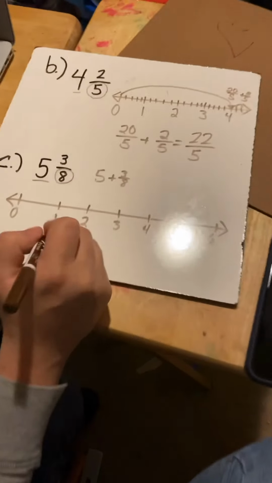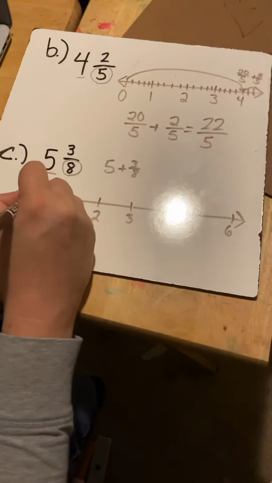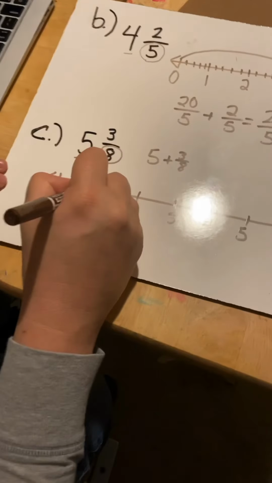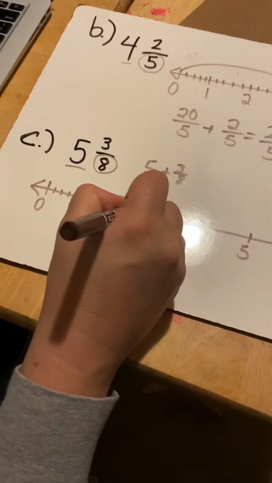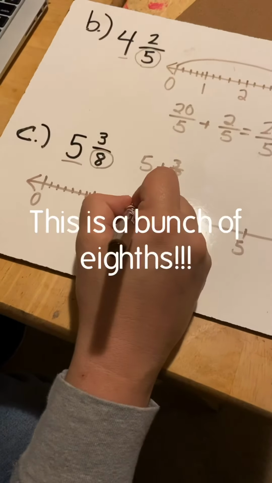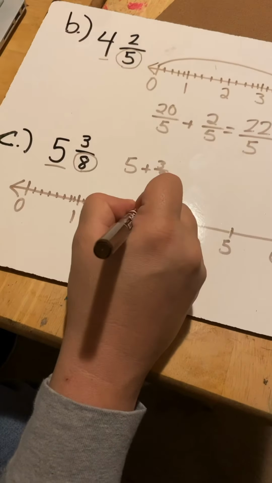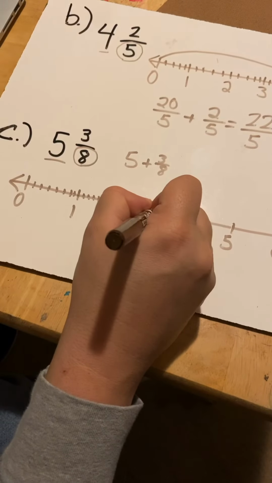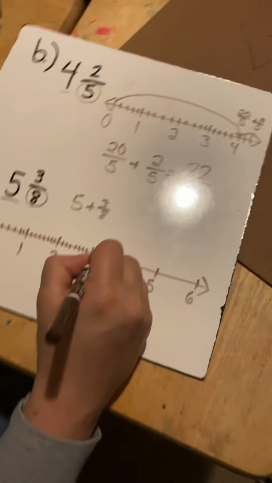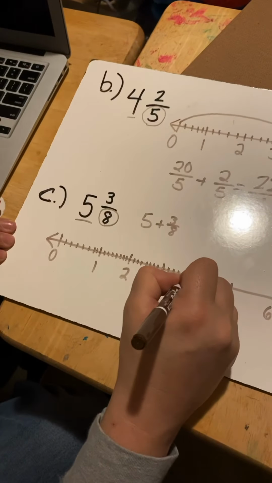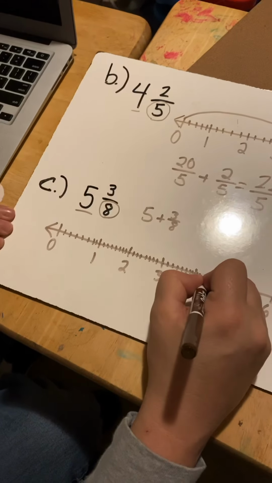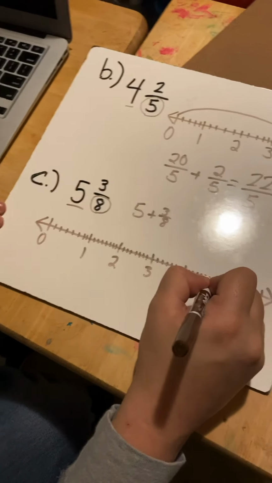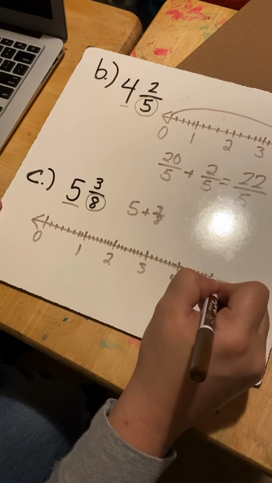8 pieces. So we're going to have 1, 2, 3, 4, 5, 6, 7, 8, 9, 10, 11, 12, 13, 14, 15, 16. There's 16 eighths. 17, 18, 19, 20, 21, 22, 23, 24. There's 24 eighths. 25, 26, 27, 28, 29, 30, 31, 32. 33, 34, 35, 36, 37, 38, 39, 40. That got me to my 5.